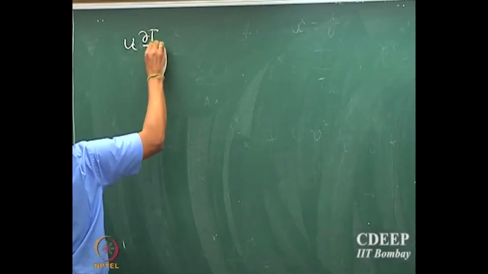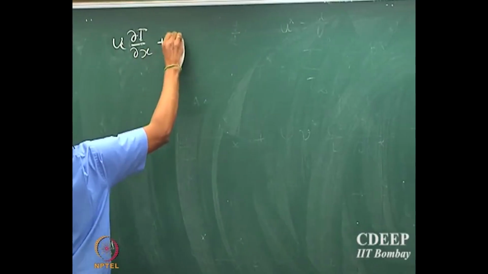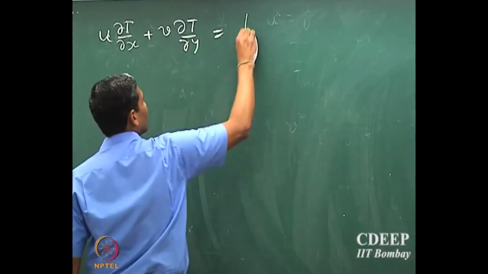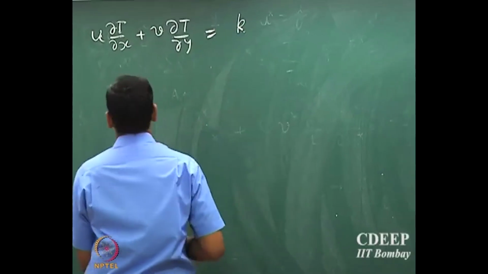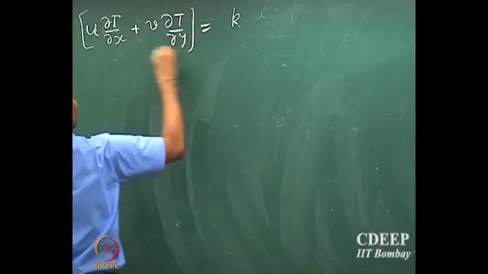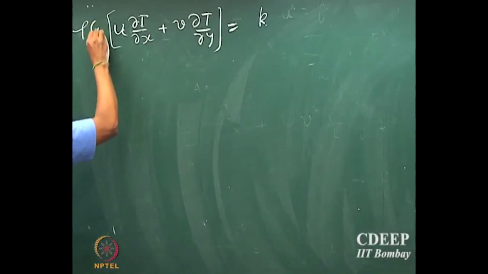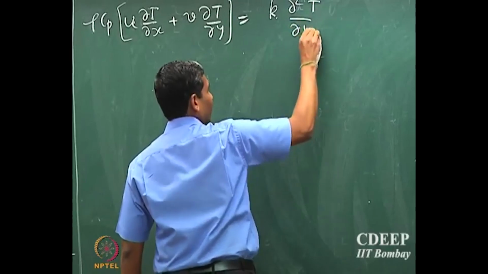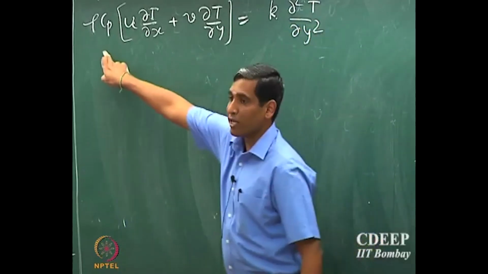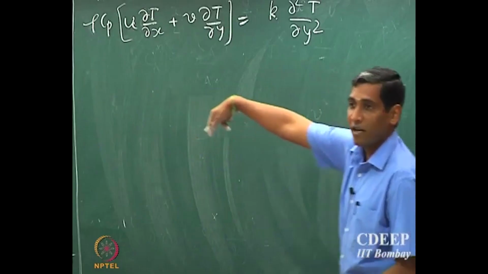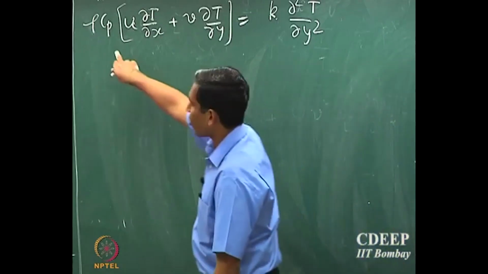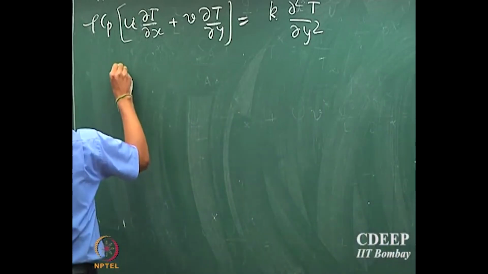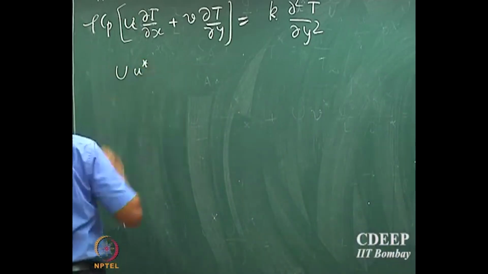That will be u dT/dx plus v dT/dy, that is equal to k, oops, there should be a rho Cp here, k into d square T by dy square. I missed out a rho Cp in my earlier model that I wrote. So, there should be a rho Cp in the front, okay. So, the scaling will be u into u star, okay.